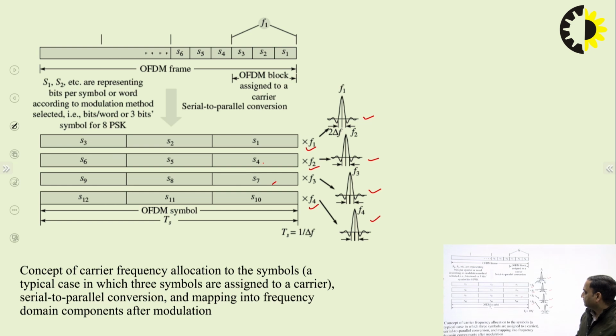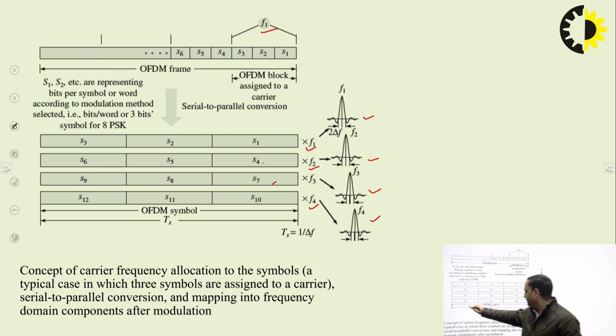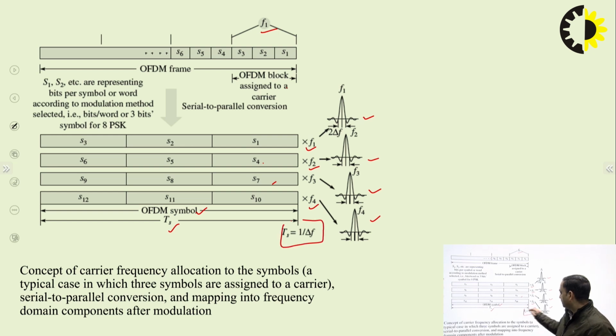Okay. So we see here, the whole set of bits or symbols is divided: we take a window of the first 3 symbols, then the second 3 symbols, and so on. These are modulated with different frequencies. In parallel fashion, this is nothing but one OFDM symbol. So this symbol period is TS, and TS is equal to 1 divided by delta F. Delta F is nothing but the spacing between two subcarriers. So this is the delta F, right?